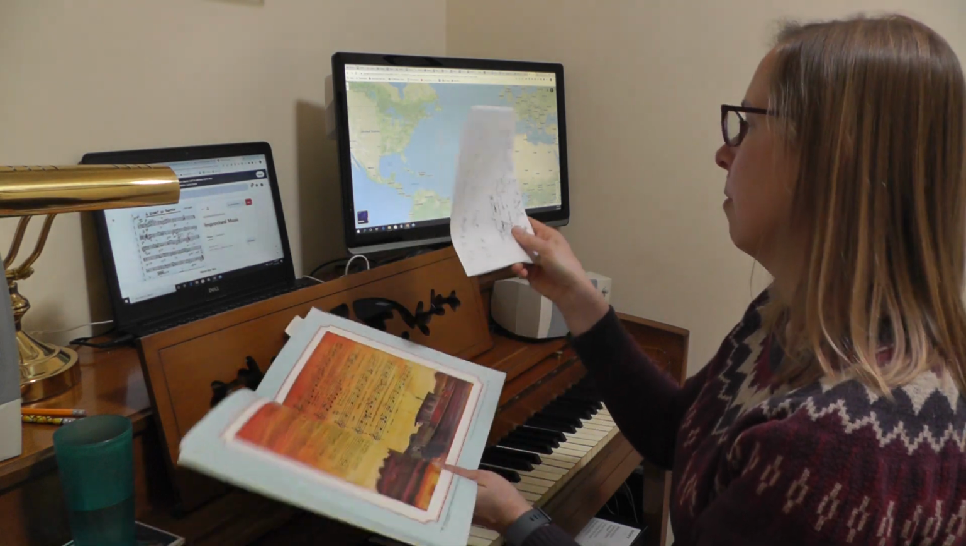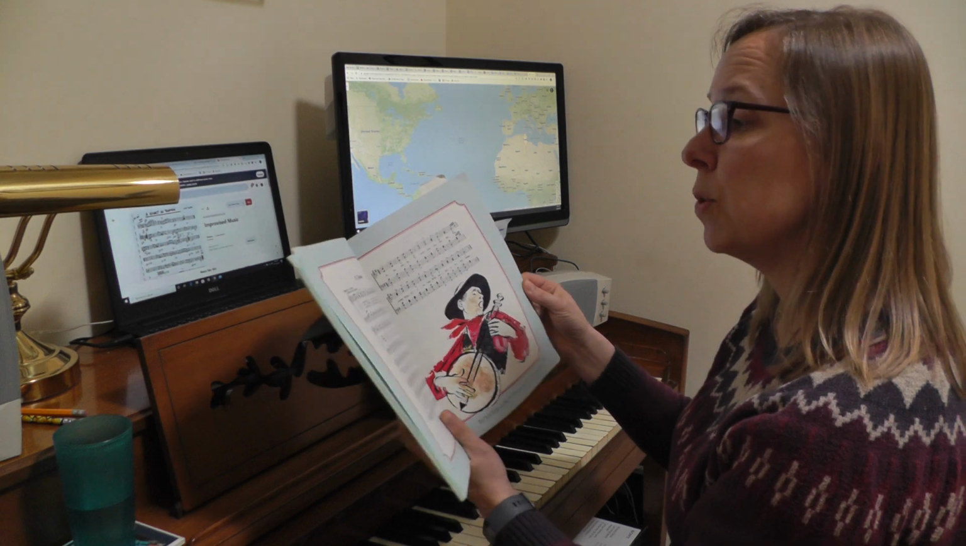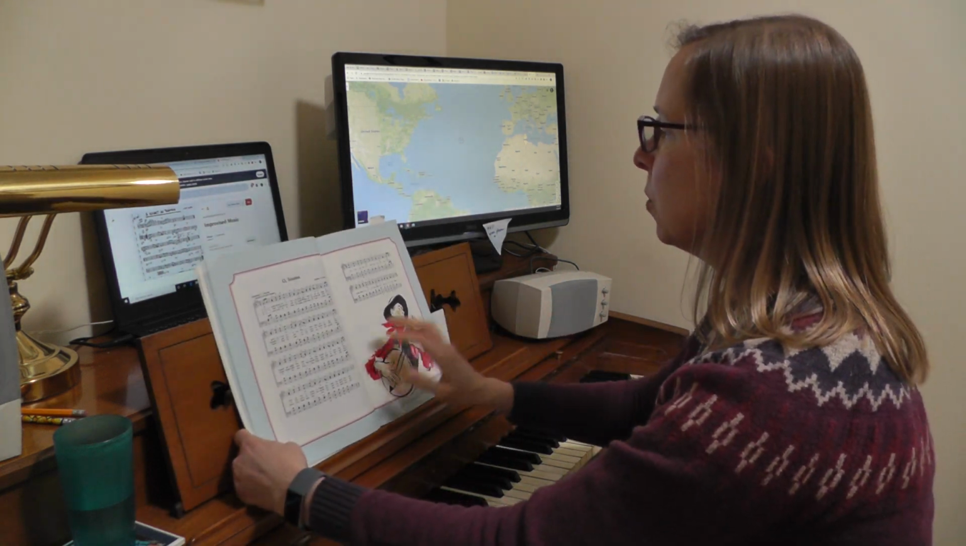So I have this lovely Silver Burdett songbook from my mom, and I'm just going to pull out a couple of random songs. Oh, there's a note from my mom. Oh, Erie Canal, you probably don't know that one. Oh, Susanna. Okay. Oh, Susanna.